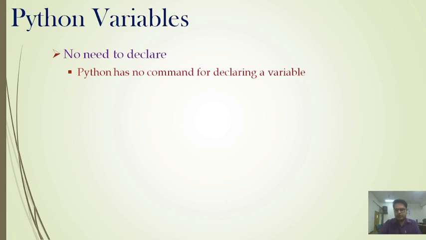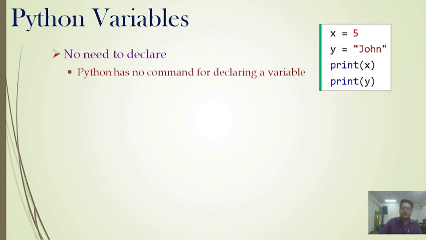You just have to write the variable and assign whatever value you want to the particular variable. Here you can see a simple example. We have created two variables called x and y, and in x I have given the value 5.